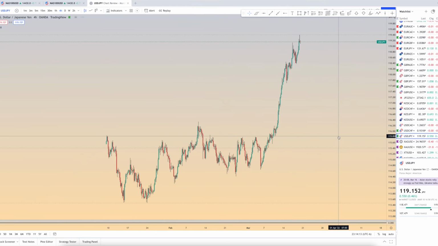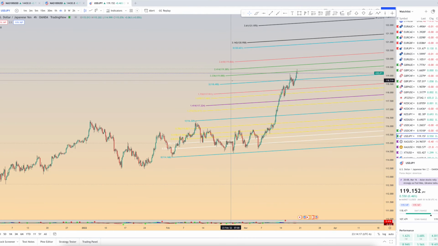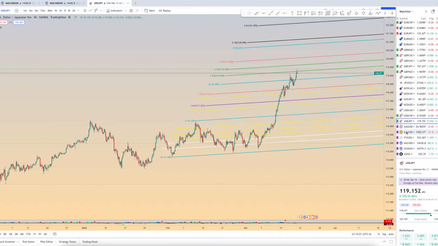USD JPY, this thing's just going to shoot to the moon, so I don't know where to jump in. If there would be a 618 retracement to jump in on, that'd be great. I can't see that happening in the short term. Silver and gold, I don't really like to trade. I'm going to leave those out.